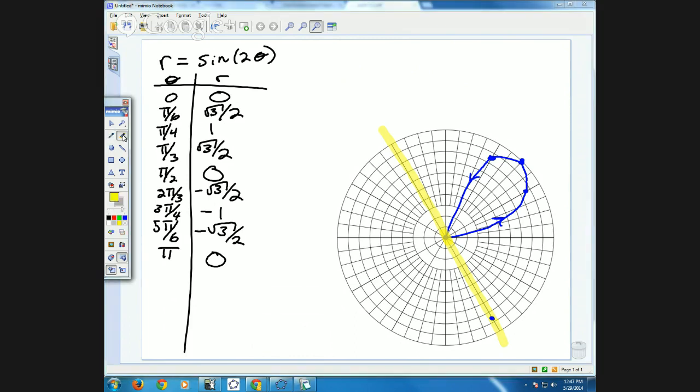My next angle, 3 pi over 4, comes right through here. And the negative radius makes me head backwards through the pole, which is going to put me right there. 5 pi over 6, again, has a negative radius, so that puts me back through the pole right about here. So it looks like this thing comes looping around like this, and then it comes down to the 4th quadrant and loops around.